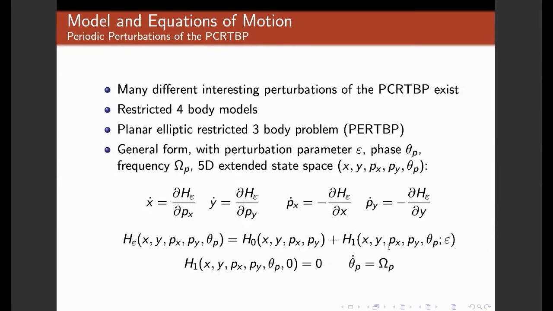So now, if you throw in a periodic perturbation of this, essentially a periodic forcing, there's lots of such examples, like a four-body model where you have another large body, or a planar elliptic problem where you assume that M1 and M2 go around each other in an ellipse. In this case, essentially, instead of just having x, y, px and py, you also have a perturbation phase angle, theta p, and the equations of motion are still Hamiltonian, but they depend now also on an additional angle. So our extended phase space is 5-dimensional, and the strength of the perturbation is given by epsilon.